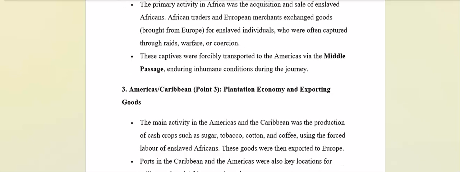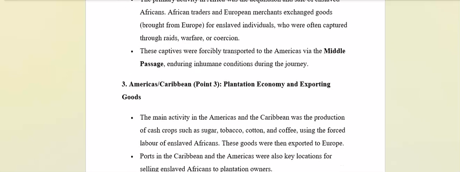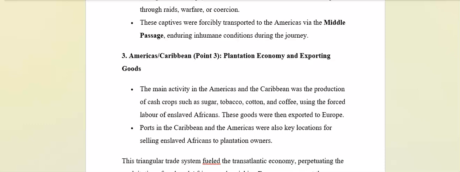The third point of the triangular trade was the Americas slash Caribbean. Now, what activity took place at this point? Well, plantation economy and exporting goods. The main activity in the Americas and the Caribbean was the production of cash crops. This included tobacco, cotton, coffee, sugar, using the forced labor of the enslaved Africans. So the enslaved Africans that they traded along the two other journeys of the triangular trade were used to produce these crops. Now, the crops were then exported to Europe.